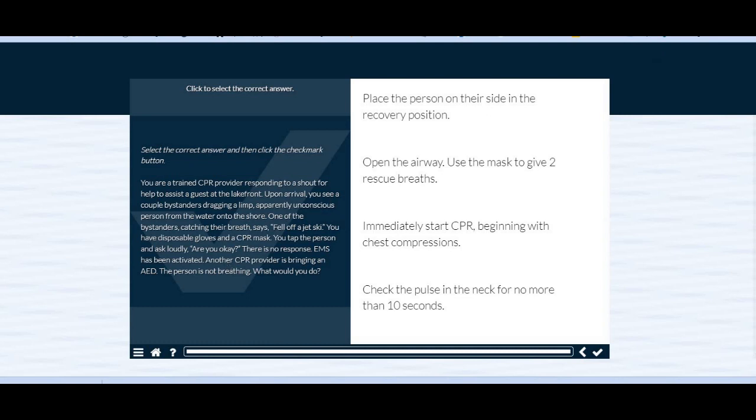You're a trained CPR provider responding to a shout for help to assist a guest at a lakefront. Upon arrival, you see a couple bystanders dragging a limp, apparently unconscious person from the water onto the shore. One of the bystanders, catching their breath, says, "Fell off a jet ski." You have disposable gloves and a CPR mask. You tap the person and ask, "Are you okay?" There is no response. Another CPR provider is bringing an AED. The person is not breathing. What would you do?